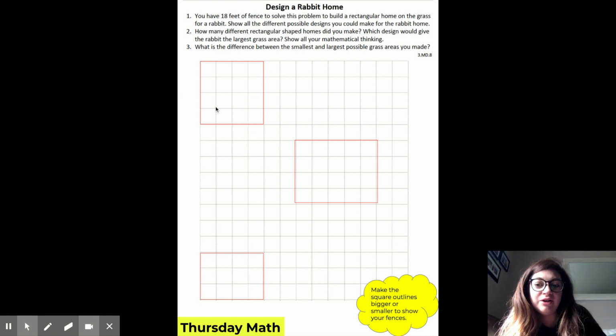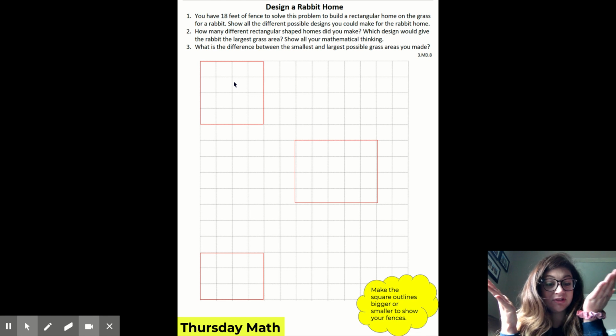So I started with a shape, and you could do the same thing. You might be able to do some math and figure out 18 divided by 4, if you can do that.